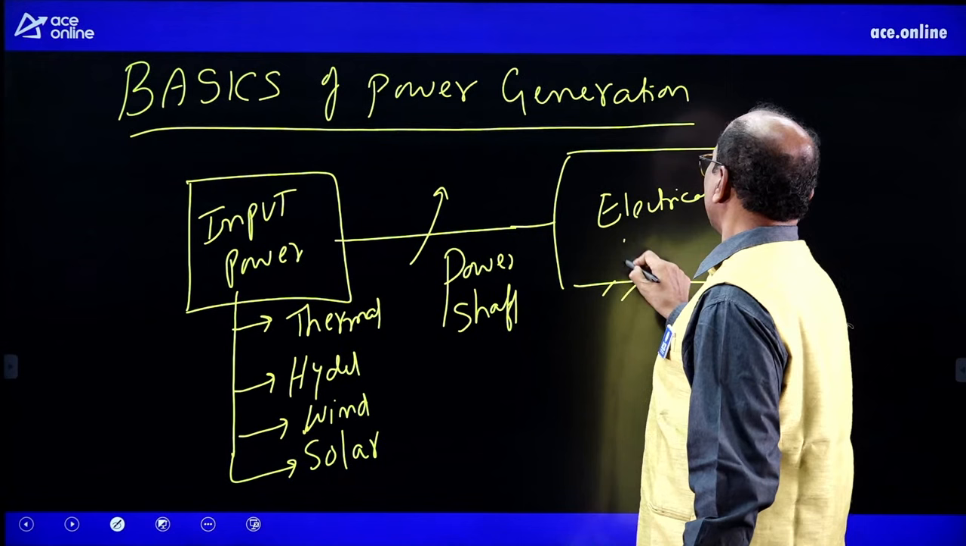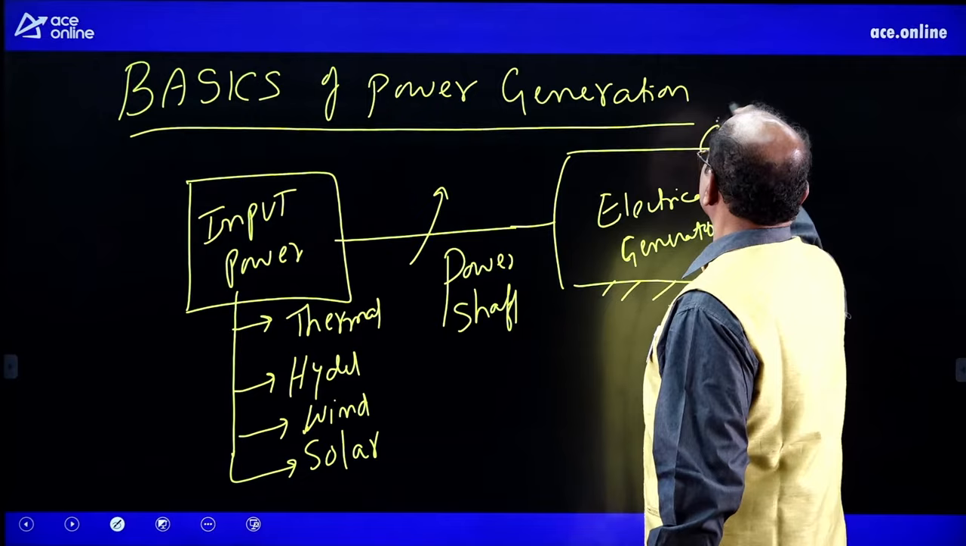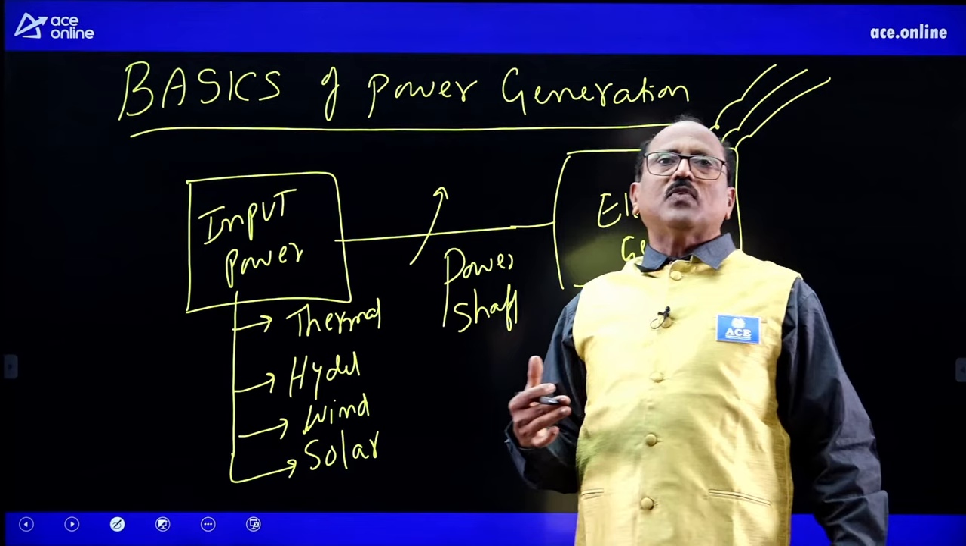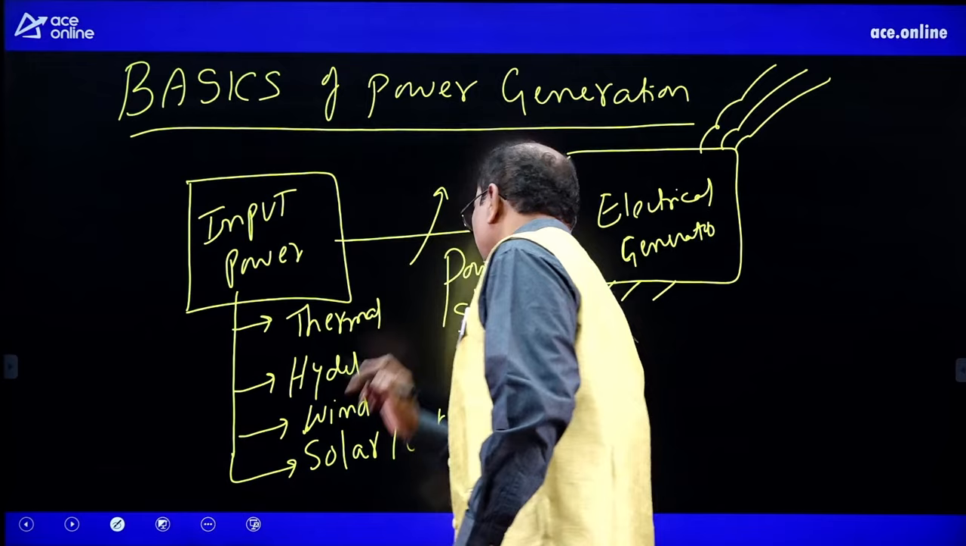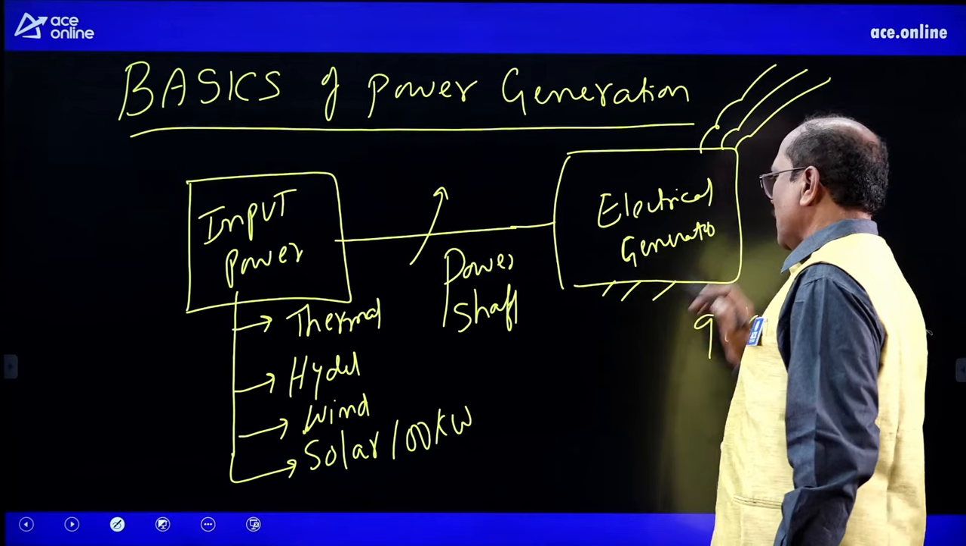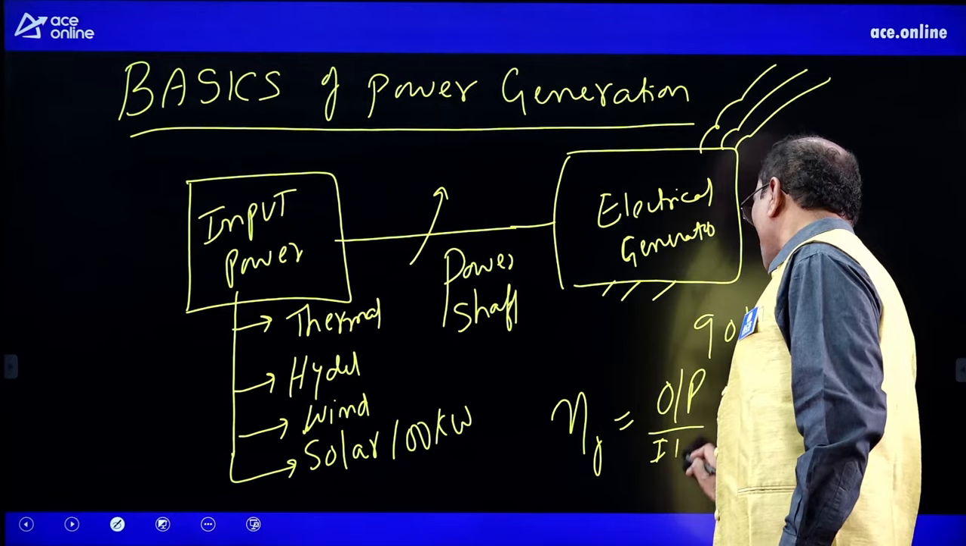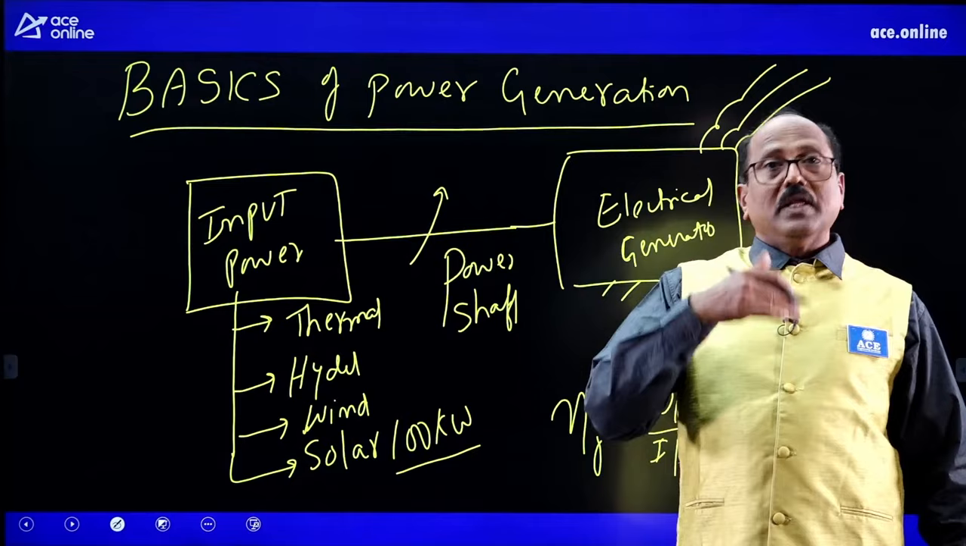Electrical generator. Yes, and power is being transmitted. So, what contribution are we going to deal with? When you put in 100 kilowatt hour, you may produce 90 kilowatt power here. So, overall efficiency is equal to output by input. Output is 90 kilowatt, input is 100 kilowatt. So, efficiency is 90%.